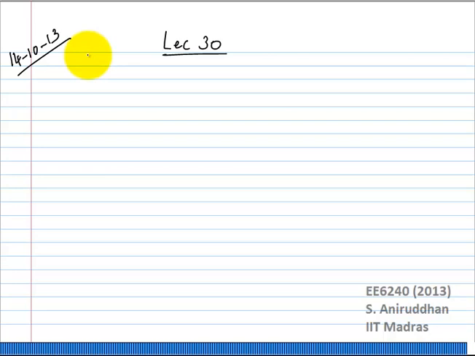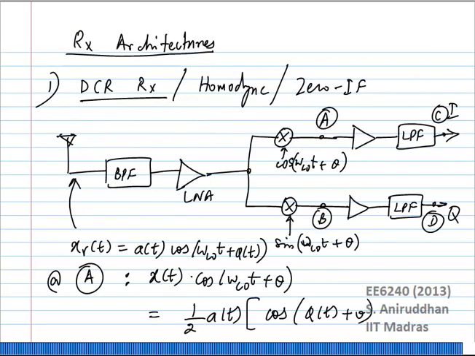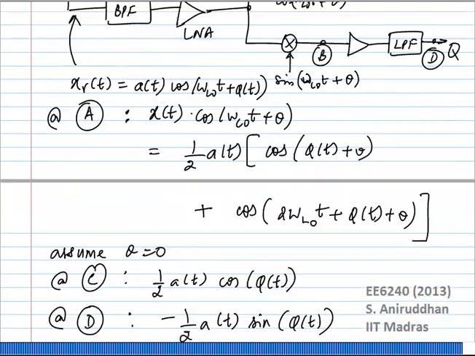So what were we looking at last class? We started looking at the receive architectures. The first one we started looking at was the direct conversion receiver.